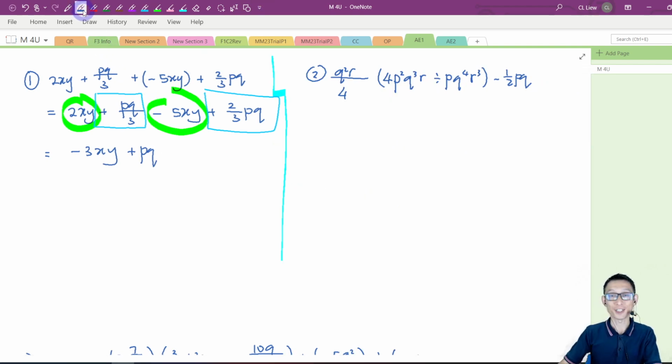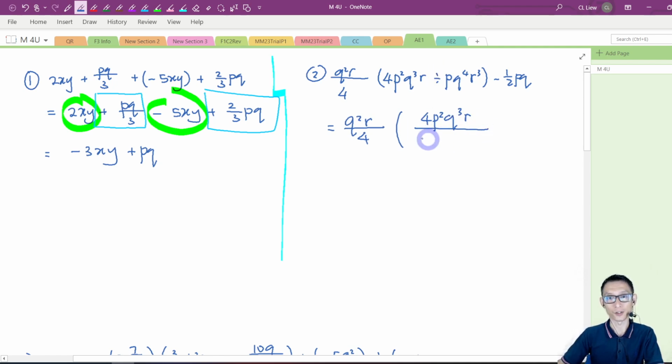Now let's try question number 2. What I'm going to do here is, this is multiply, right? This is divide. For multiplication and division, like terms or unlike terms doesn't matter. We can do multiplication and division for like terms or unlike terms. What I'm going to do first is the division inside the parentheses. So I'm going to copy this whole thing.